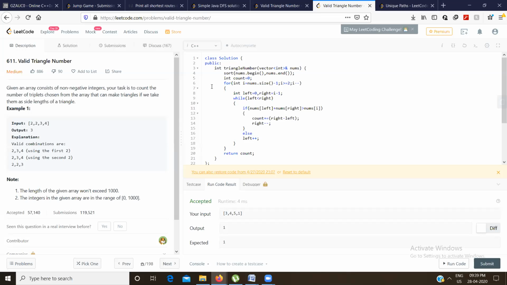Someone was mentioning binary search. In that case, it might come down to n log n. I don't think so, because binary search would be instead of the 2-pointer approach, right? So it will still be slightly more than n square, I would say. Oh no, what I was saying is, instead of left plus plus, you can just figure out the index where the left should be, because everything is sorted.